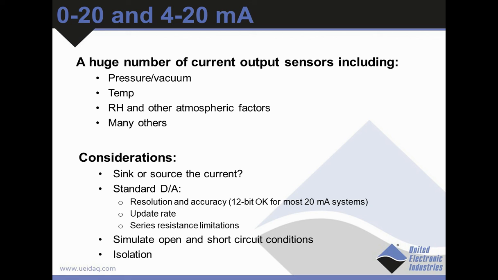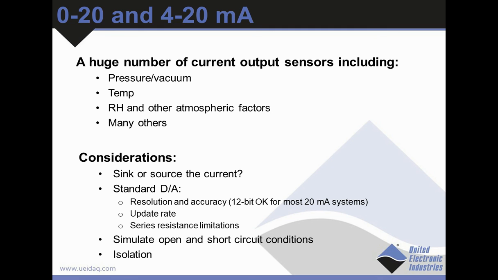Then there's the fairly ubiquitous 0 to 20 and 4 to 20 milliamps, and they're all over the place. I'm sure everyone's familiar with them. You see them as outputs on sensors for vacuum and pressure sensors, temperature sensors, RH, and pretty much any other atmospheric sensors, and many others. It's fairly straightforward. There's not a lot to be concerned about because the ranges are well defined.